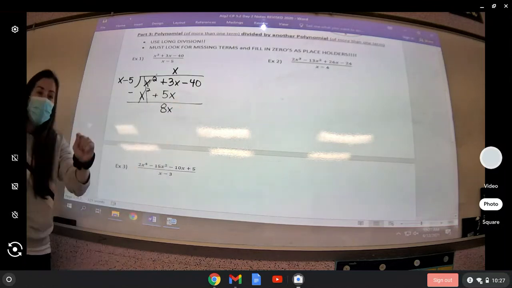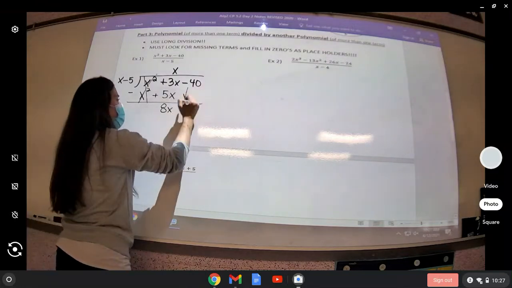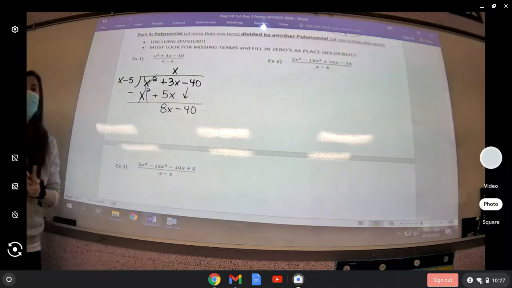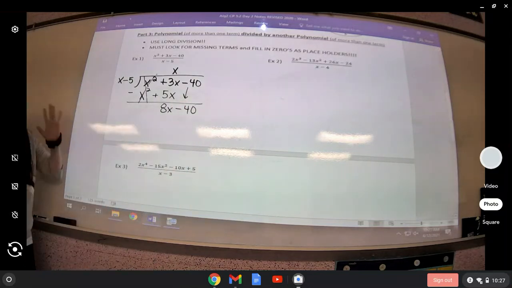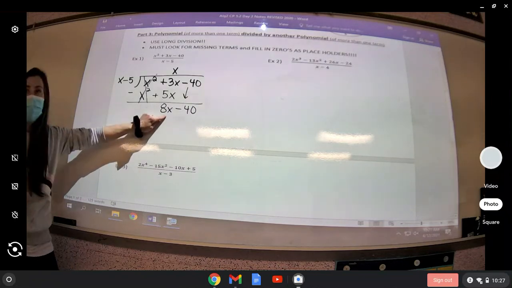So the subtraction will be the step that most people get wrong. It's not the dividing, it's not the multiplying, it's not the bringing down, it's the subtraction step. All right, now we bring down, and we do it again. Okay. So now technically you're trying to find how many times does x go into 8x.